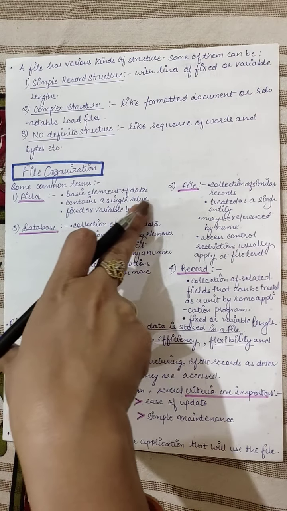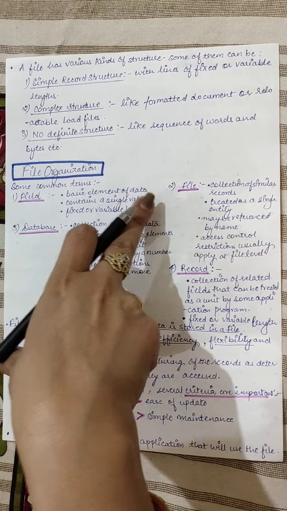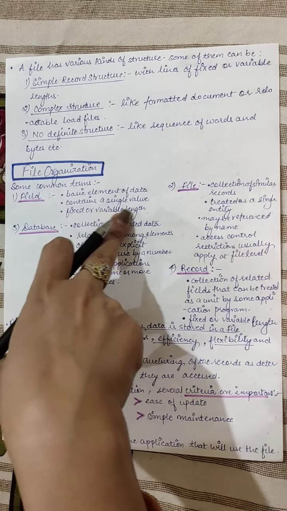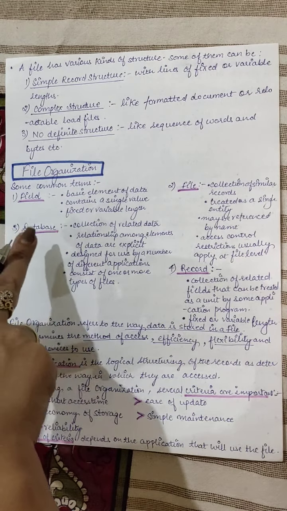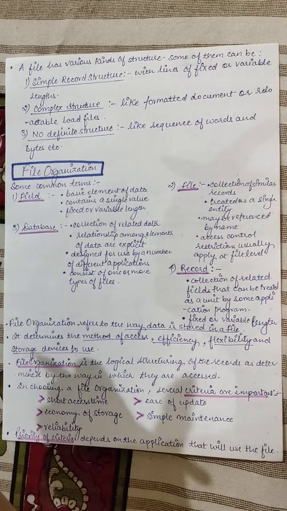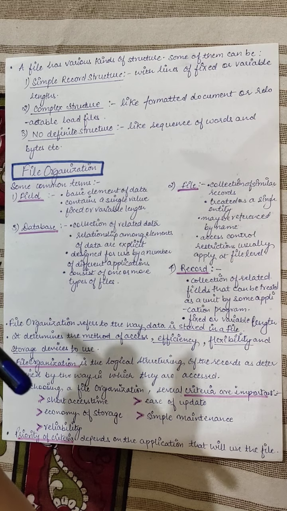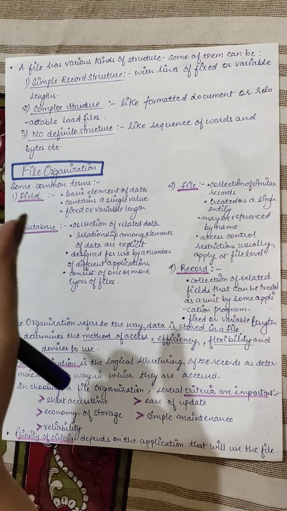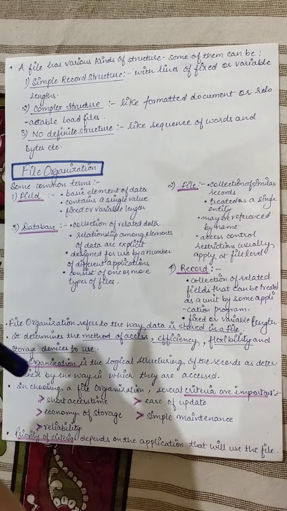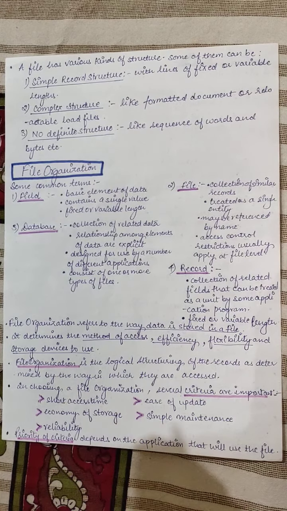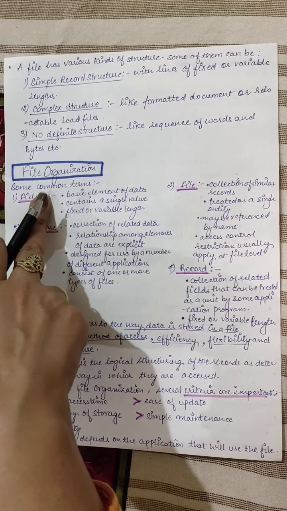So a field is the basic element of data, it contains a single value and fixed or variable length is possible, right? As there is a mobile number, there will definitely be a fixed length of 10 digits. If it is a roll number, then it depends from university to university, but there will be a fixed length on that, right? So that is the field.